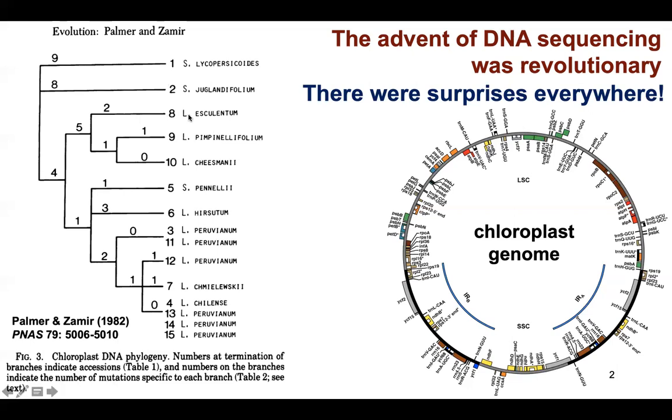One of the first things that we saw in the very first molecular phylogeny of plants is that traditional taxa were not monophyletic. So the S here is Solanum and the L is Lycopersicum, and you can see that neither one of these genera is monophyletic in this tree. So right off the bat, we're discovering that traditionally circumscribed taxa are not monophyletic.